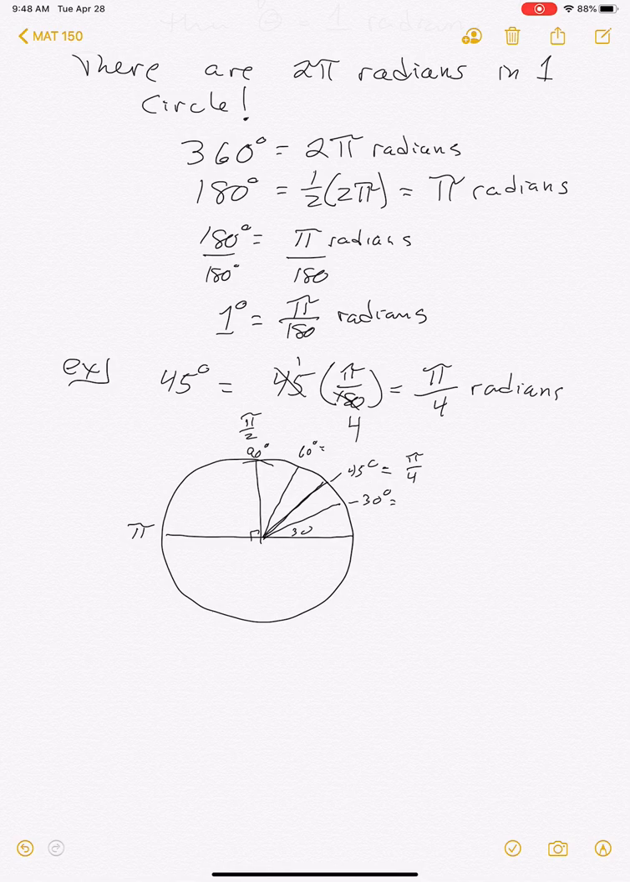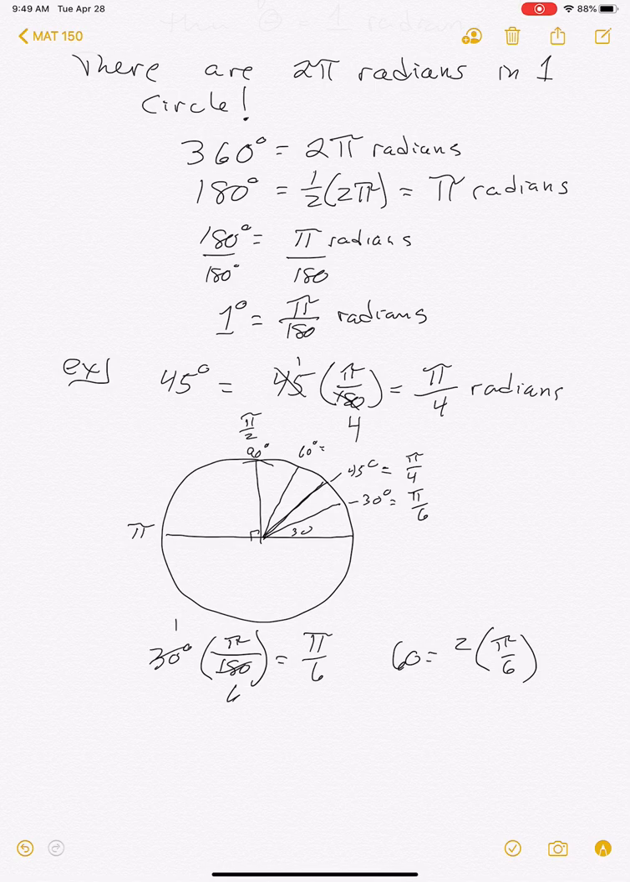What about 30 degrees and 60 degrees? Let's take the 30 degrees and multiply that by pi over 180. 30 goes into 180 6 times, so it's pi over 6 radians. And 60 degrees would be double that, so double pi over 6, which is just pi over 3. Well, 60 is 1/3 of 180, so that makes sense.